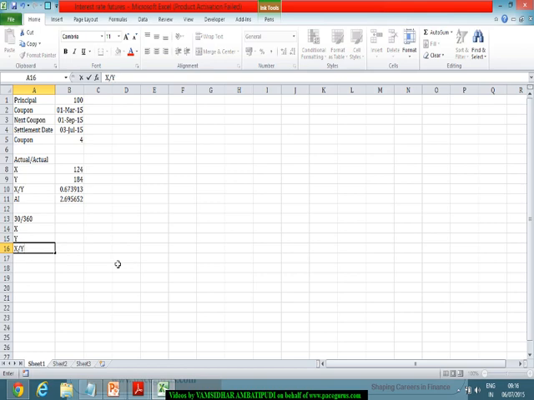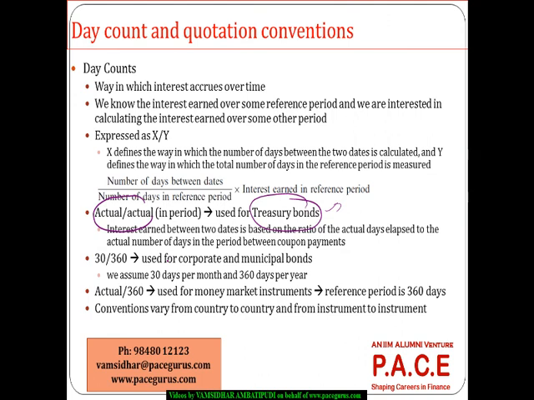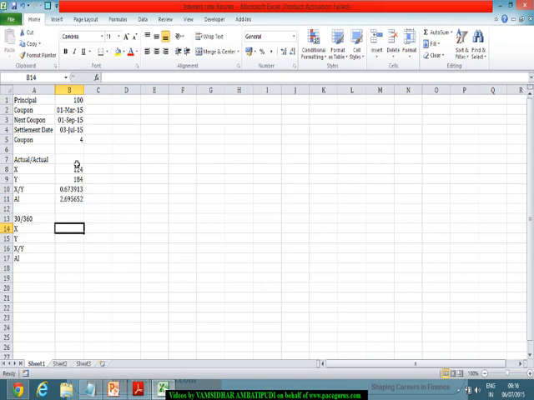Now, the next method I am looking at is the 30 by 360 method. In this method, X and Y are chosen in terms of completed months. What does that mean? I want to find the difference between these two dates. 1st April is one completed month, 1st May is another completed month, 1st June is another, and 1st July is another. That's how I am going to go ahead.